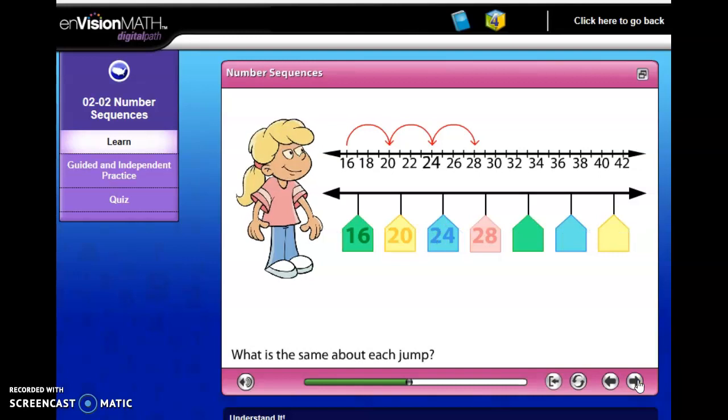What is the same about each jump? Each jump added 4. Was your number correct? Double check yourself. Otherwise, you might want to go back and rewatch this video when we're done. Each number is 4 more than the number before it.